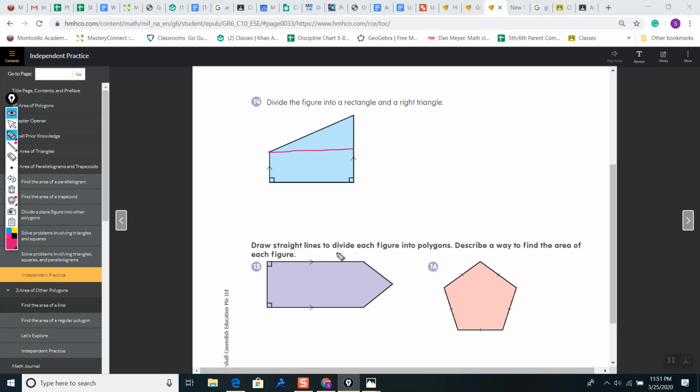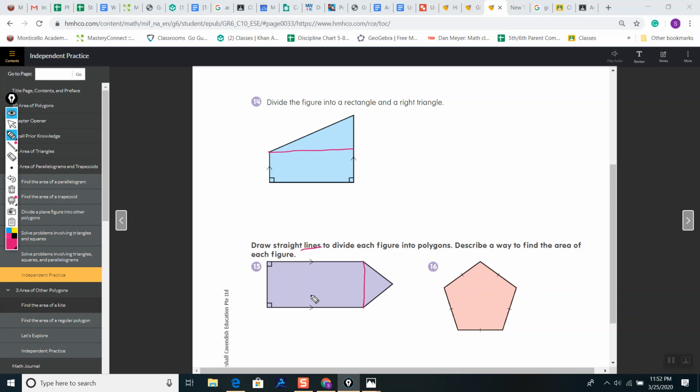Draw a straight line to divide each figure into polygons. Straight lines. So I guess they want us to draw more than one line. Describe a way to find the area of each figure. Well, on this one I would draw a line here, and I don't know that I would draw a line anywhere else.